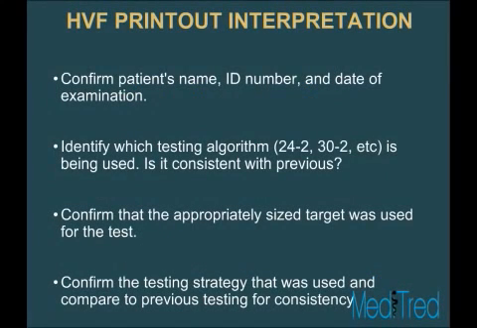From a printout interpretation, some of the major points are listed here. It's very important to confirm patient's name, ID number, and date of examination. When we're teaching our residents and fellows, this is really what we start out with. You need to make sure that the testing you're looking over is for the appropriate patient. You should identify which testing algorithm is being used, 24-2, 30-2, and make sure that it's consistent with the previous testing so that we're comparing apples to apples.